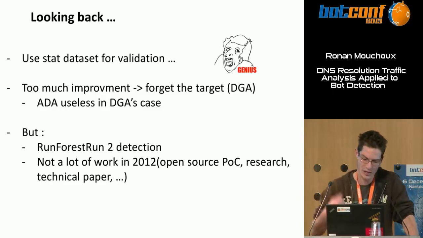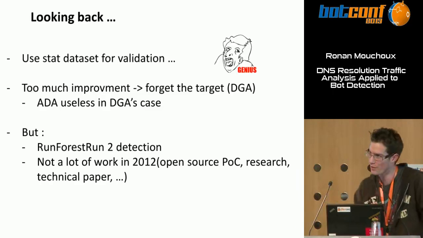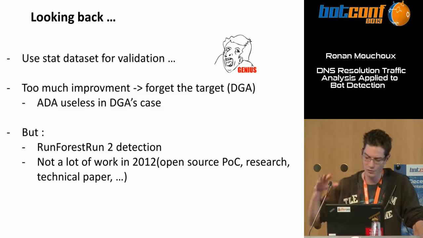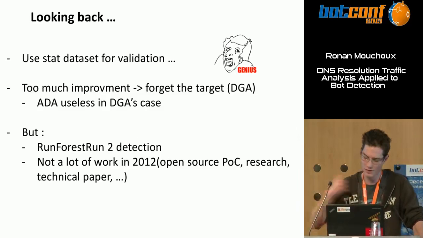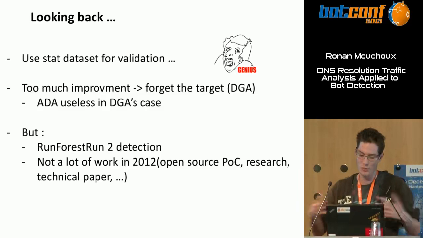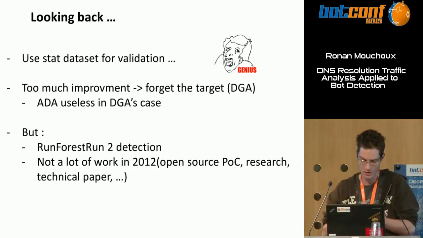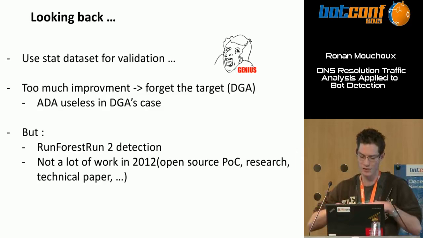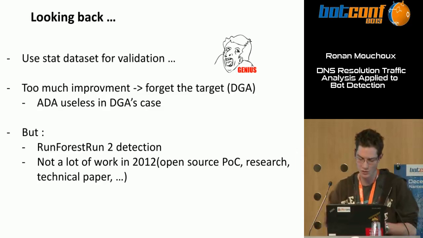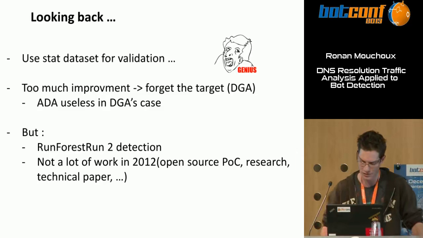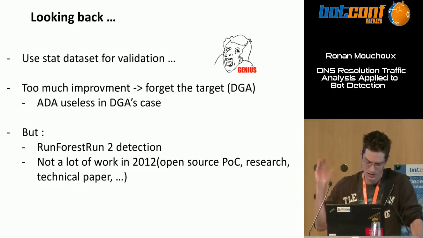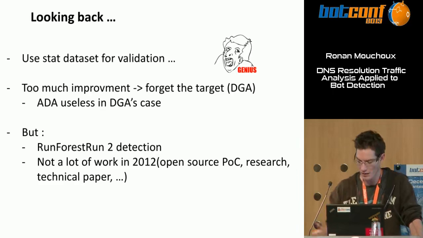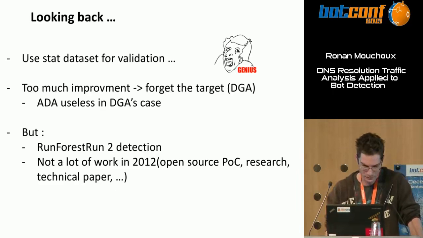Then, when I spent time improving the algorithm, I had the tendency to forget my target, which was only DGA. I had the idea of detecting all malicious domains, but it's not possible. I had to stay focused on DGA. And yes, it was in 2012, and at that time there was not a lot of public POC or research.